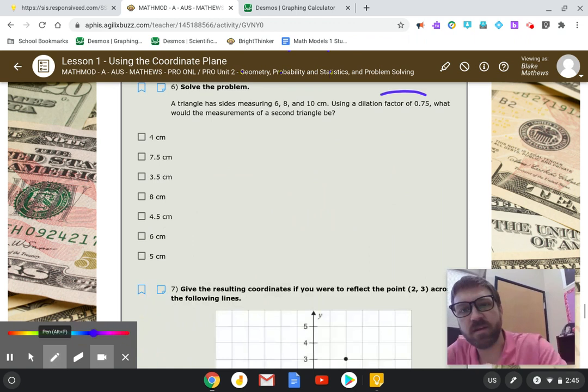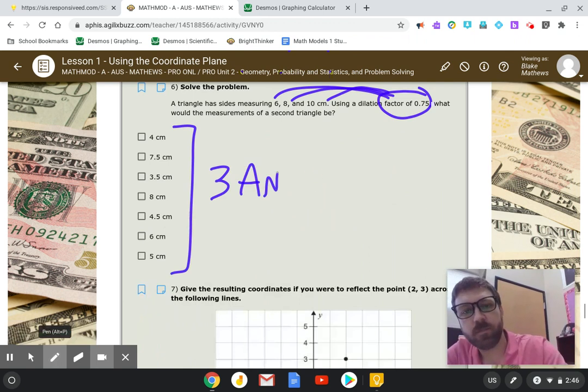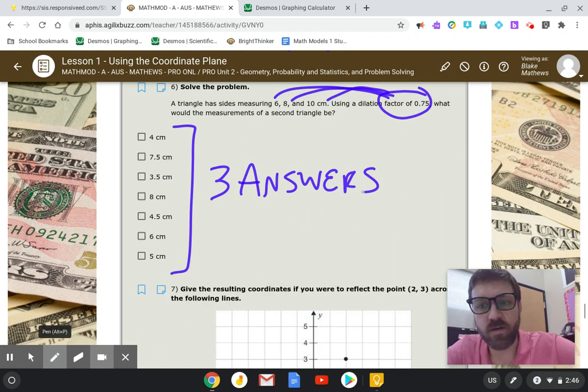You need to apply a factor of 0.75 to each one of those numbers, and you need to find 3 answers that correspond with the answers you get when you multiply those by the scale factor. All right.